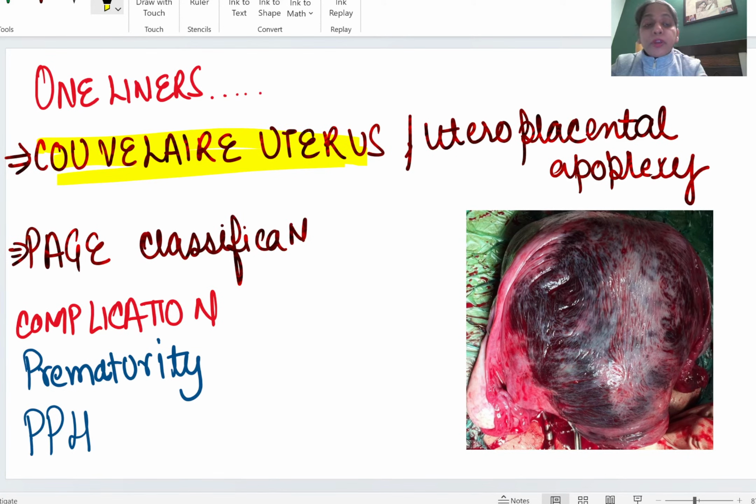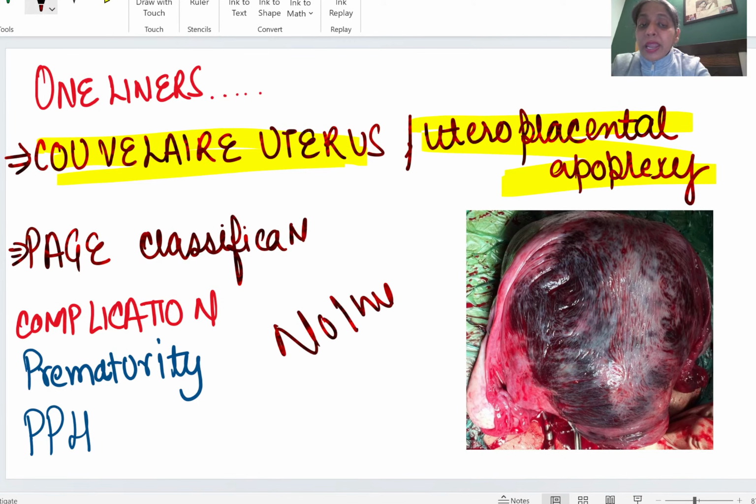Another name of the couvelaire uterus, a question can come on this picture, is uteroplacental apoplexy. What does apoplexy mean? Anger. So uterus and placenta anger. This is couvelaire uterus. As you know, no ultrasound, no MRI, no investigation can diagnose abruptio. It is only your clinical diagnosis. So clinical questions are coming on it.